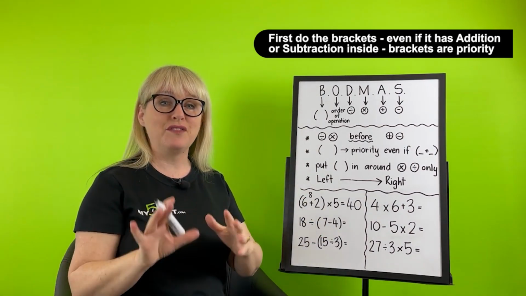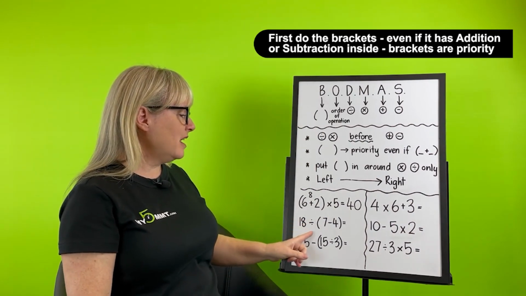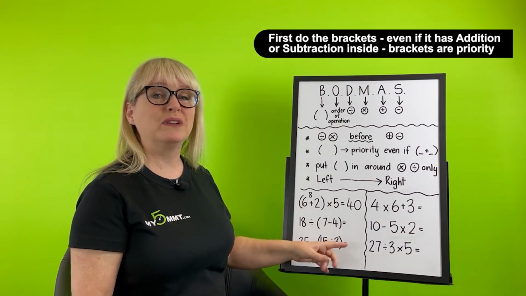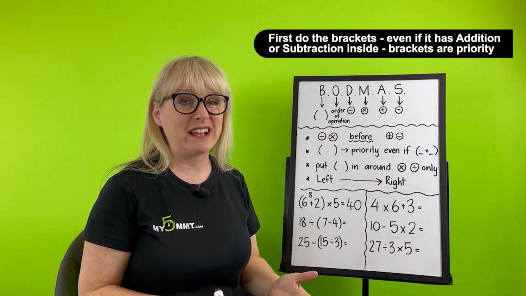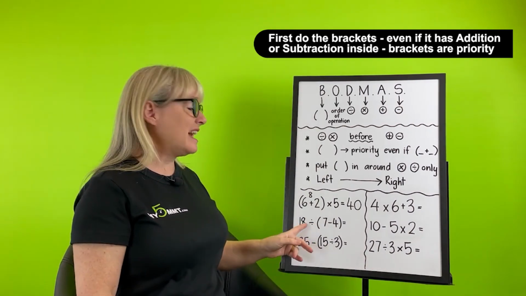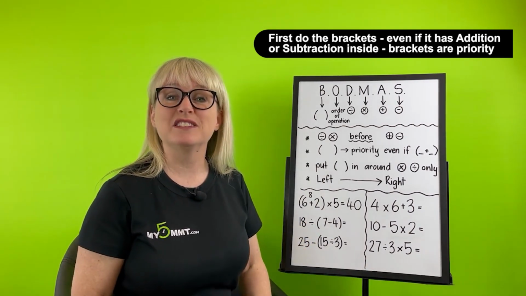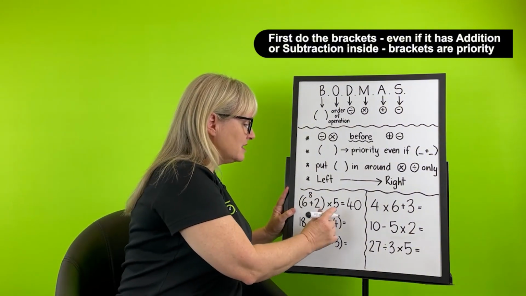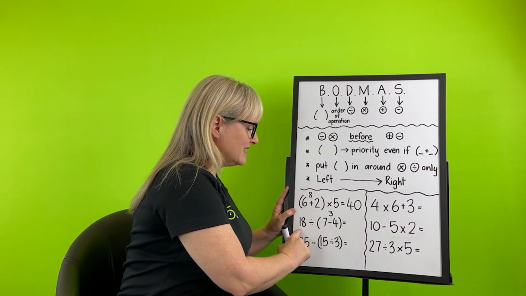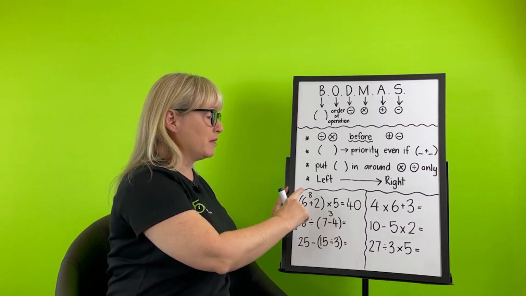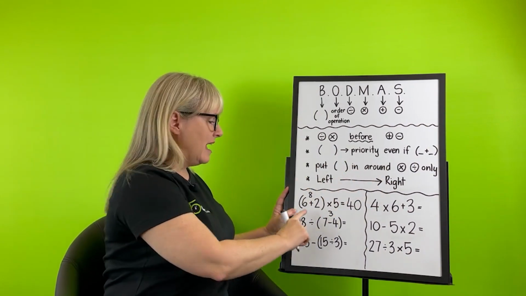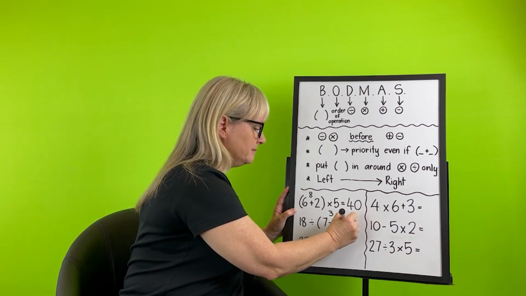18 divided by 7, take away 4. Well, even though it's subtraction in the brackets, which is not as important as division, it's in the brackets, so I do that first. 7 take away 4 is 3. So 18 divided by 3, moving from the left to the right, 18 divided by 3 is 6.